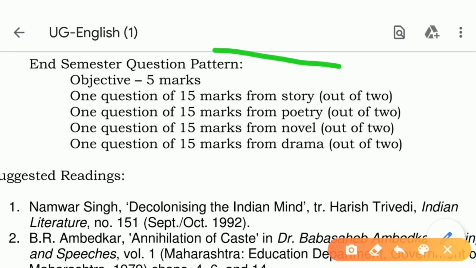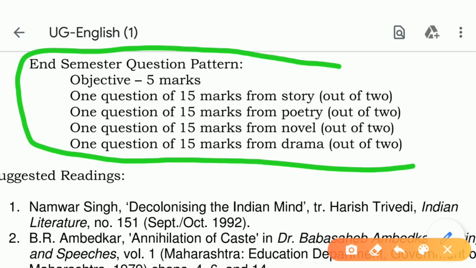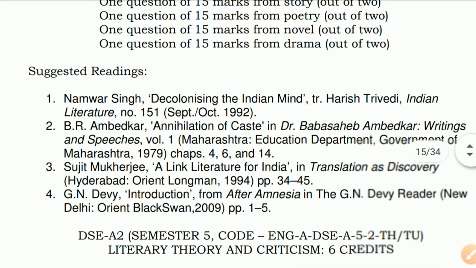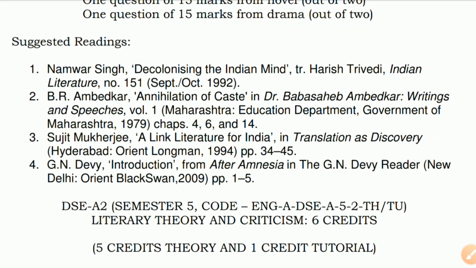In the end semester question pattern that you can find here, there is an objective of 5 marks, 1 question of 15 marks from story out of 2, 1 question of 15 marks from poetry out of 2, 1 question of 15 marks from novel out of 2, 1 question of 15 marks from drama out of 2. So basically this is the question pattern, and the end semester examination contains 65 marks. And here is a list of books for suggested reading, so you can go through these books also.